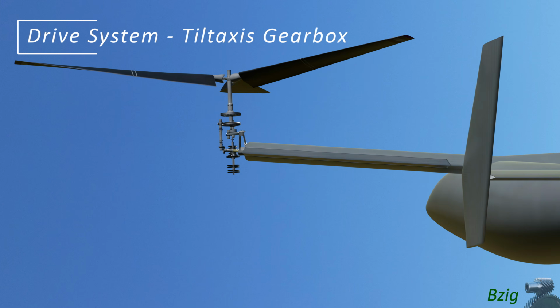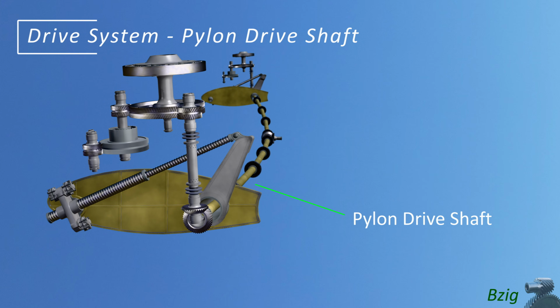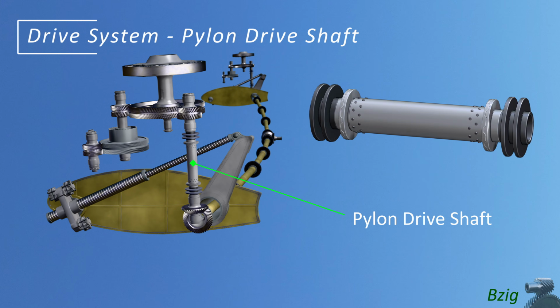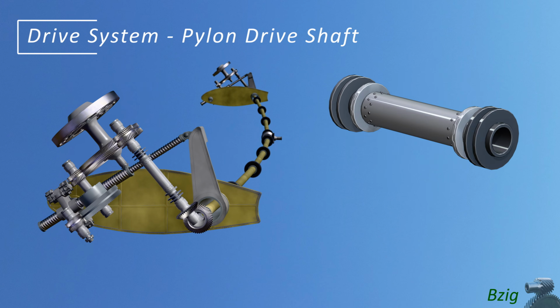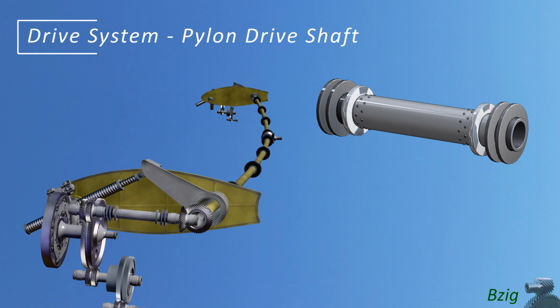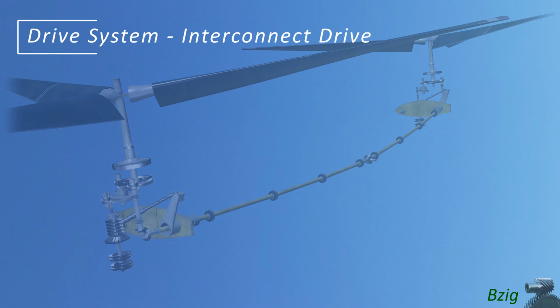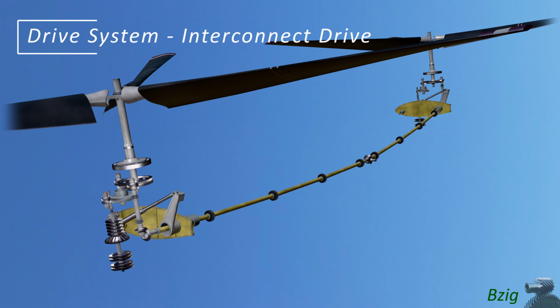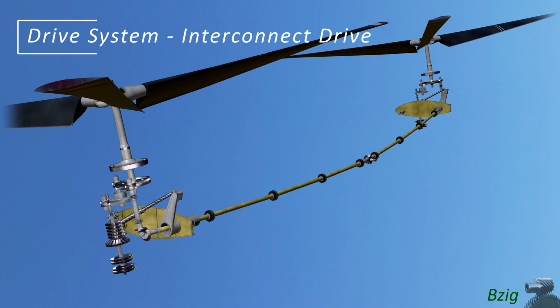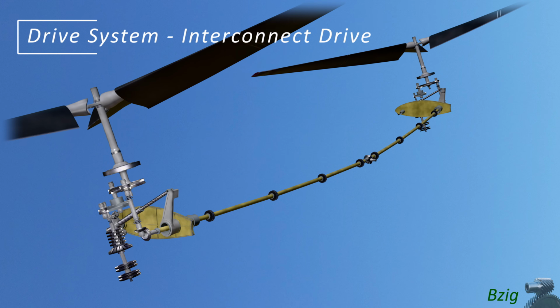The means to transfer power across the wing of the aircraft following an engine failure relies on a pylon drive shaft that connects the tilt-axis gearbox to the proprotor gearbox. And like the pylon drive shaft, the wing interconnect drive shaft also transfers power during an engine failure from the side with the good engine to the side with the failed engine.